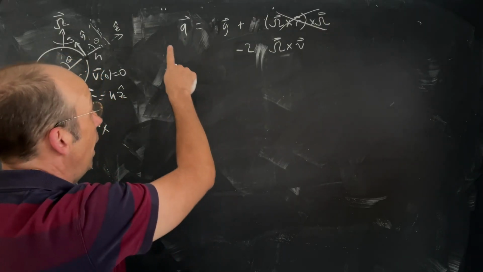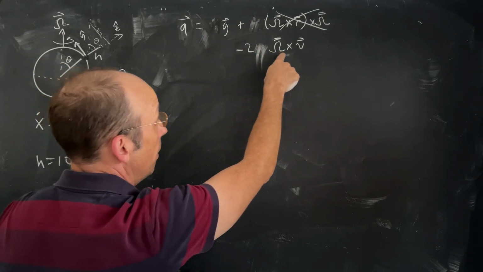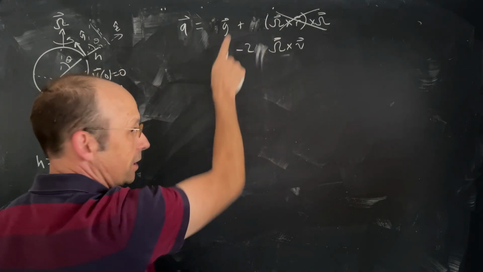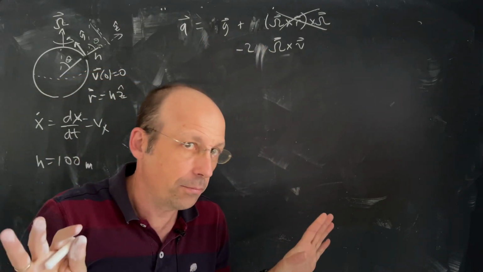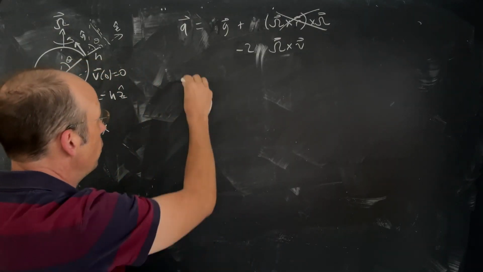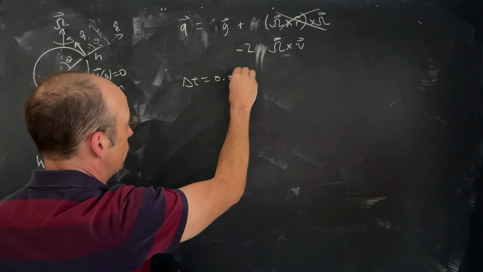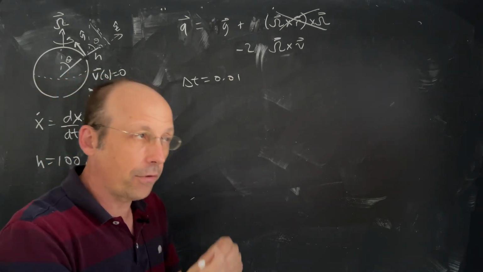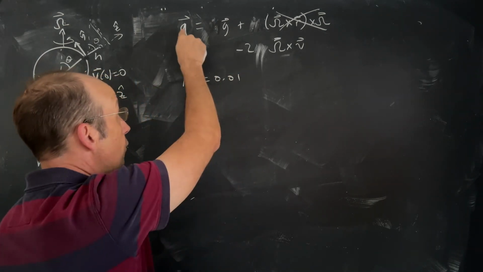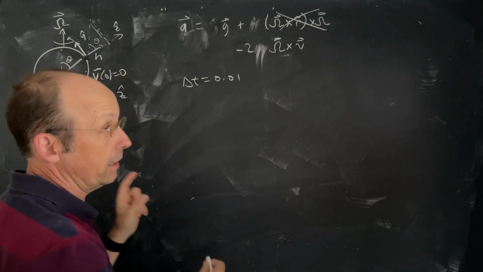So if the acceleration depends on the gravitational field, that's fine. But it also depends on the velocity, and the acceleration changes the velocity, so it's not an easy problem. And we have multiple directions here. So again, what we'll do is say delta t is 0.01. If I pick a time interval that's short, I can assume that this value is constant over that time interval, and then I can use my velocity update formula.